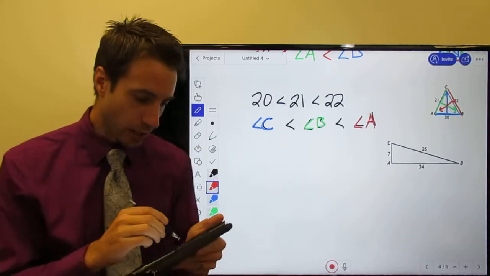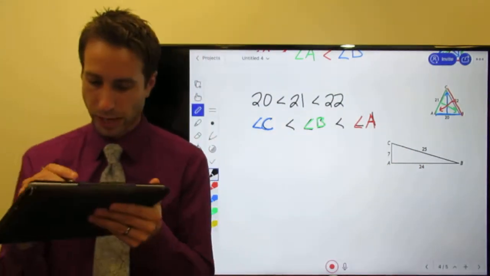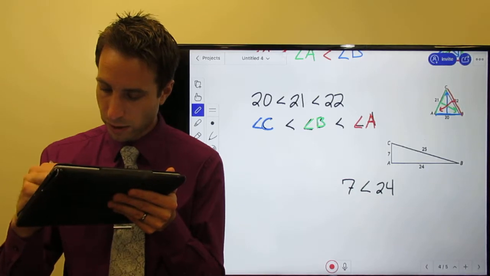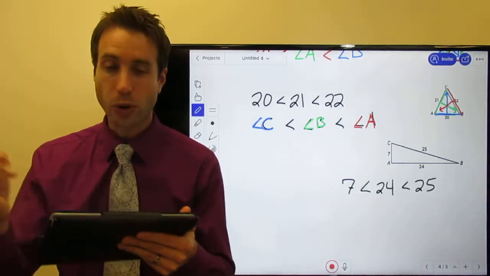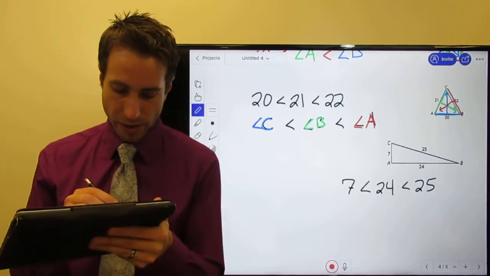Awesome. Hey, let's do it again. I got another one for you here. 7, 24, and 25. Okay, awesome. So 7, then 24, then 25, right? Increasing order of size. Now, do it for the angles.